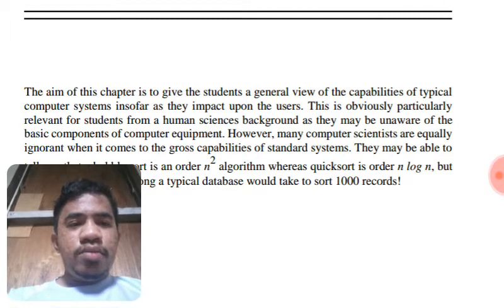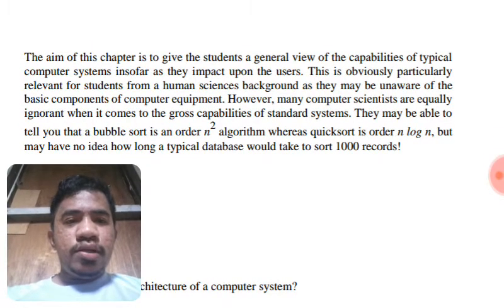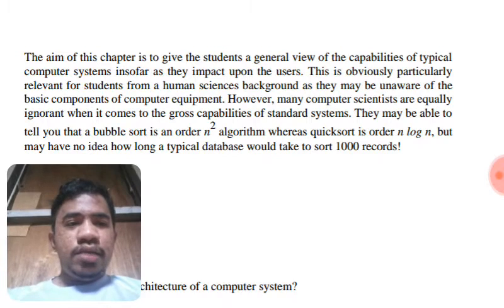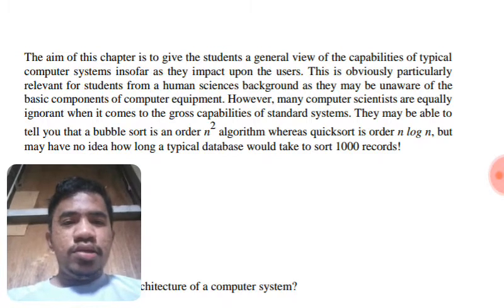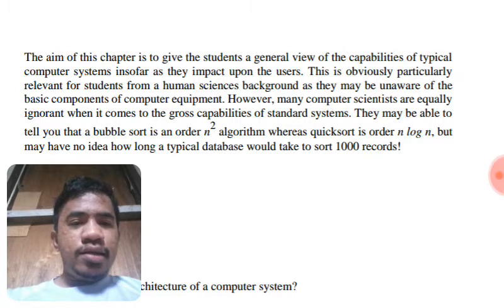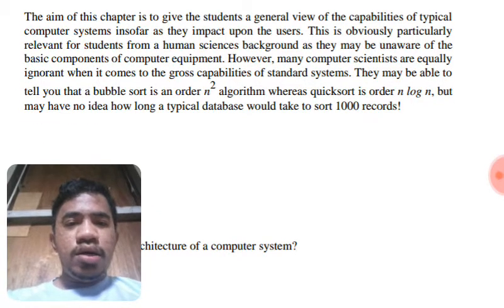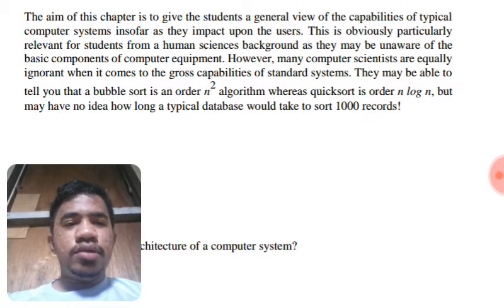However, many computer scientists are equally ignorant when it comes to the gross capability of standard systems. They might be able to tell you that a bubble sort is an order n² algorithm, whereas quicksort is order n log n, but may have no idea how long a typical database would take to sort a thousand records.